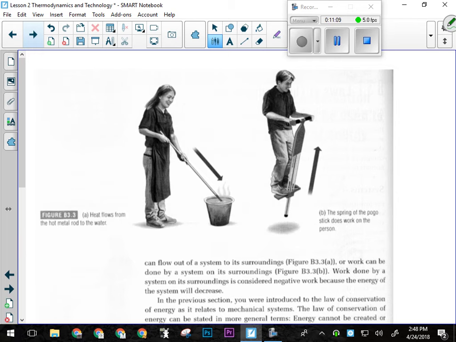As I stretch it, the energy of the bungee cord is going to increase. I'm putting a whole bunch of elastic potential energy into that bungee cord. As I stretch it, I lose energy, the bungee cord gains it, and then when I get to the lowest point, hopefully above the ground still, I get thrown back up in the air because now the bungee cord will do work on me.